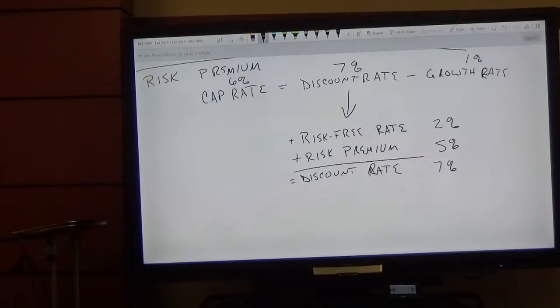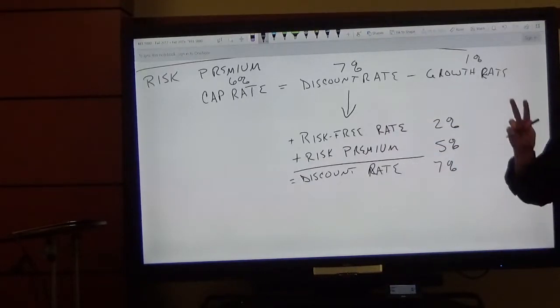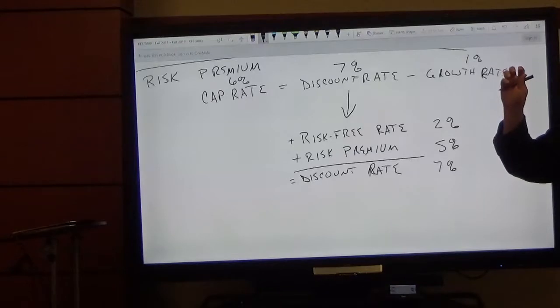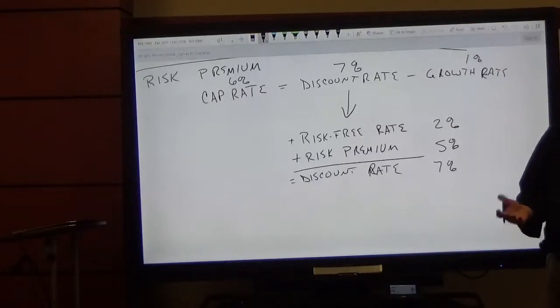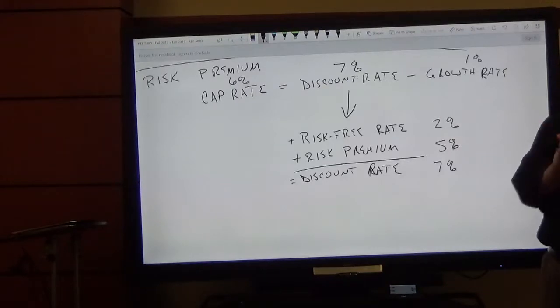Does that make sense? Now, this risk premium can be exceedingly subjective, okay? And also different for every single player in the market, because part of this is based on perception, okay? And what do you understand about perception? Perception is unique to each individual.